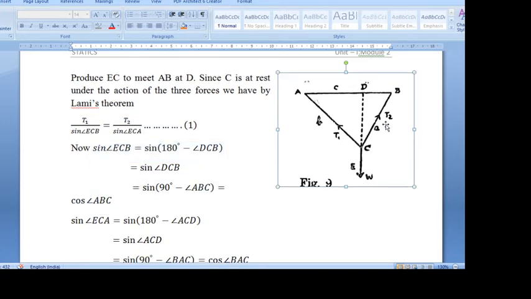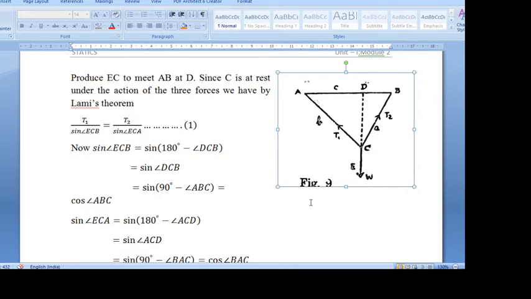Now the angle ECB: the line ECD has an angle of 180 degrees. Therefore, the angle ECB can be written as sine of 180 minus the remaining angle. What is the remaining angle? 180 minus TCP. But sine of 180 minus theta equals sine theta. Therefore, the angle is sine TCP.